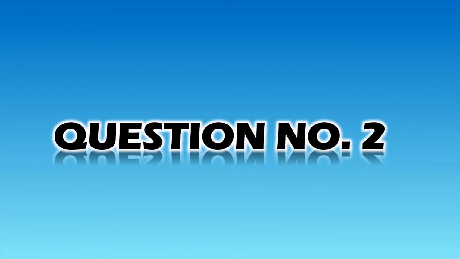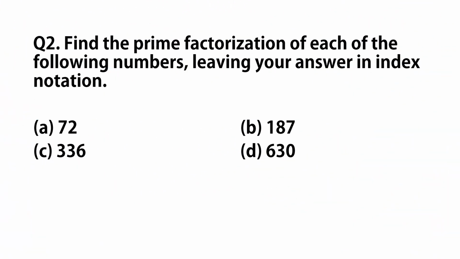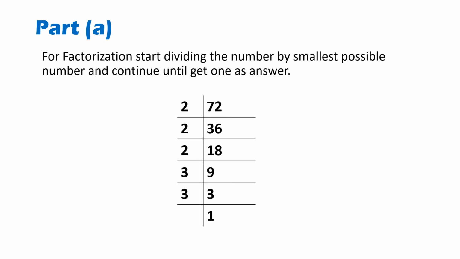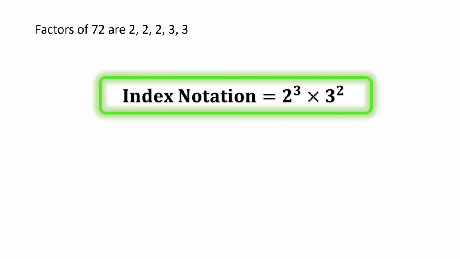Now come to question number 2. Find the prime factorization of each of the following numbers, leaving your answer in index notation. Part A, for factorization, start dividing the number by the smallest possible number and continue until you get 1 as the answer, as shown in the prime factorization method below. So the factors of 72 are 2, 2, 2, 3, 3, which can be written in index notation as 2 exponent 3 multiplied by 3 exponent 2.